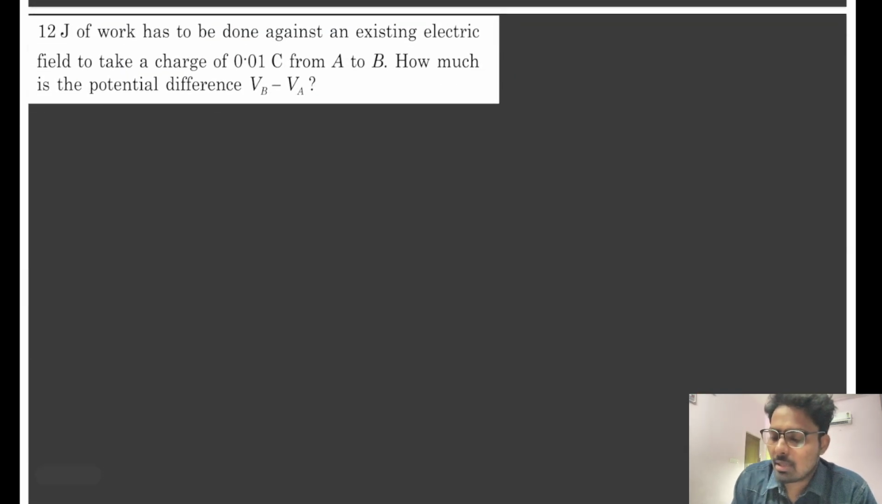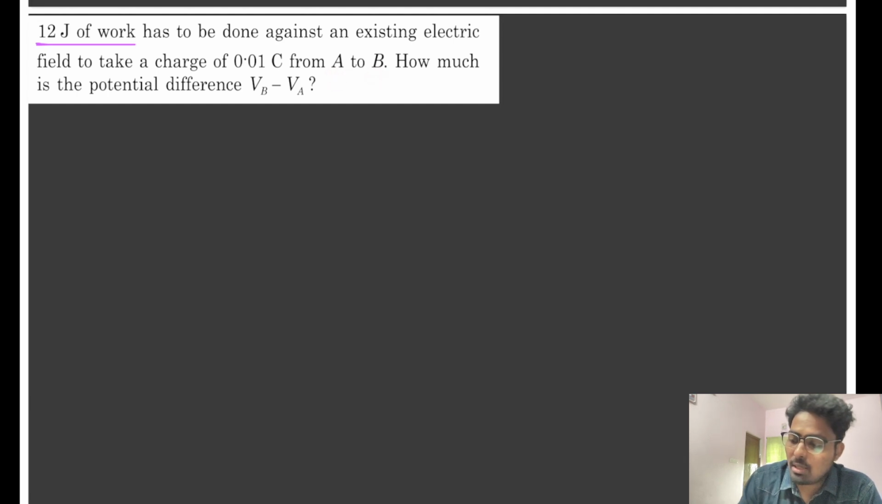And the next question is, 12 joules of work has to be done against an existing electric field. So they are telling us this much amount of work should be done. That means this is the work done by the external force. Here also I'm going to tell one more important concept, so try to listen carefully. In an existing electric field, a charge is taken from A to B. That means A is the initial and B is the final.